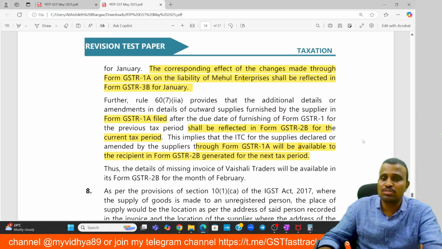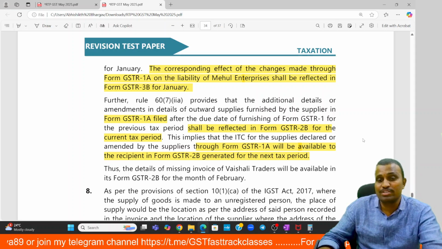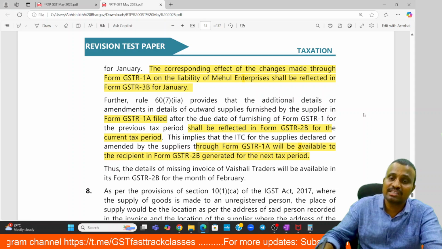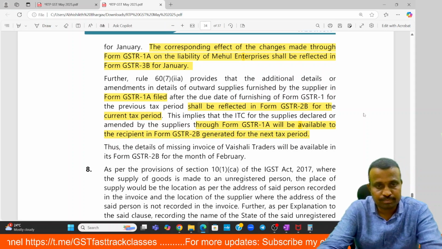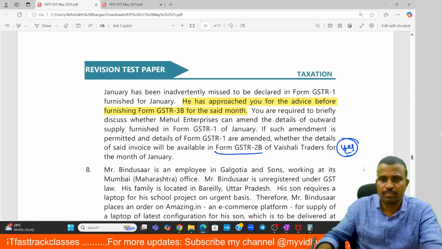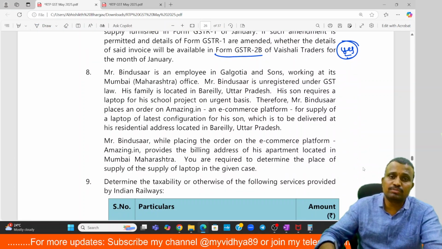So for the month of January, those are available in the month of February, right? And thus the details of the missing invoice of Vaishali Limited will be available in GSTR 2B for the month of February. Okay, this is the one, and this is one of the important amendments. Okay, next, coming to the eighth one.